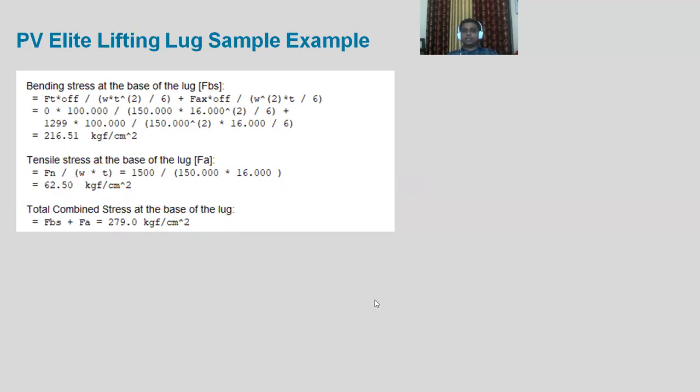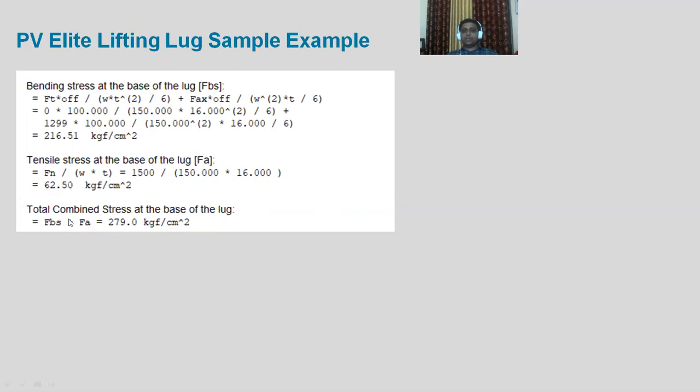So we have calculated bearing stress, shear stress in weld, shear stress caused by the bending forces, shear stress caused by the shear forces, then bending stress in the lug, then tensile stress in the lug, shear stress in the lug, and total combined stress at the base of the lug. The total combined stress means the bending stress and tensile stress divided by its allowable stress.